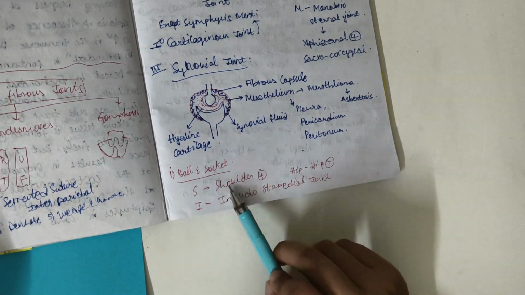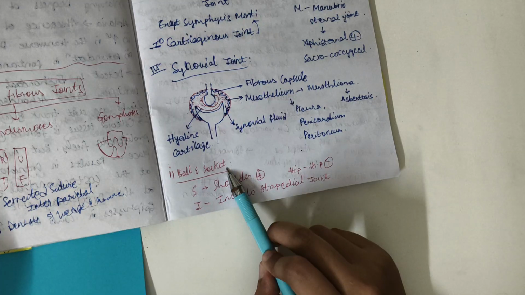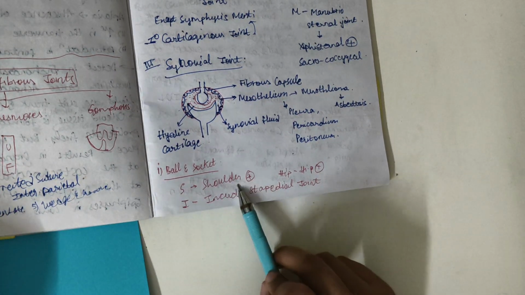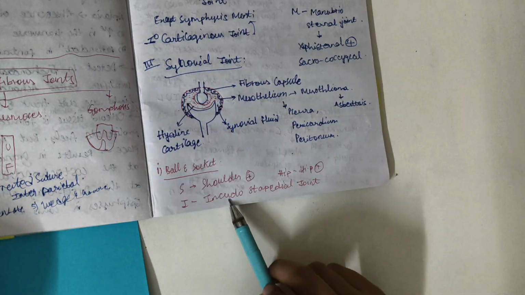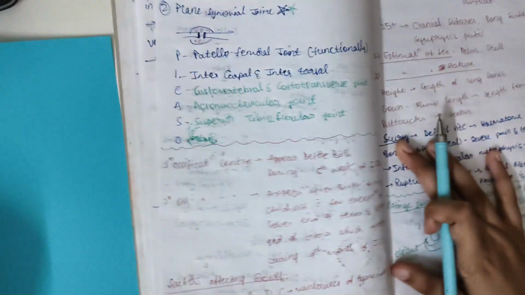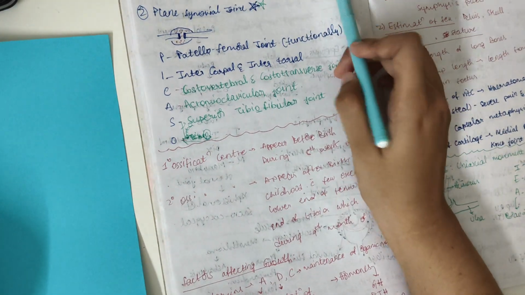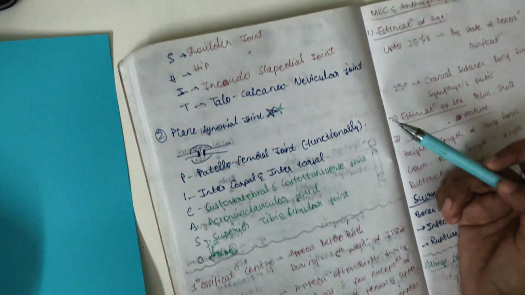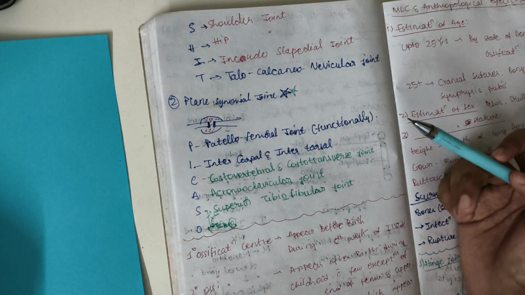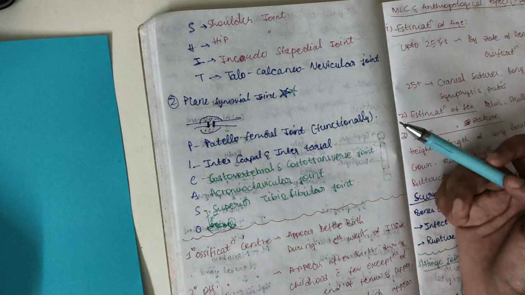Synovial joint is again of different types. The first one is ball and socket joint. Examples are shoulder joint, hip joint, incudostapedial joint, talocalcaneonavicular joint. The mnemonic is SHIT. Shoulder joint, hip joint, incudostapedial joint, talocalcaneonavicular joint.